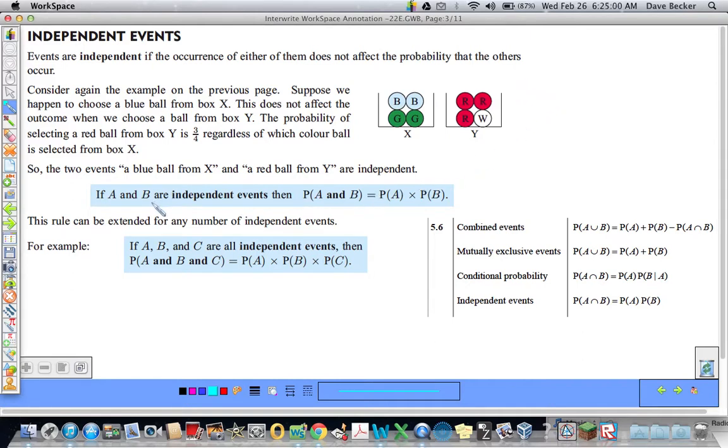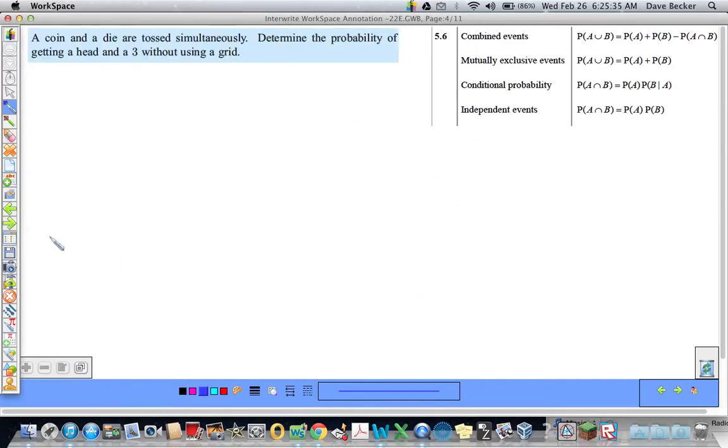So here we go. If A and B are independent events, then the probability of A and B occurring is equal to the product of their individual probabilities. And that is given right here, probability of independent events. Probability of A and B is equal to the probability of A times the probability of B. And that occurs even if there's more than 2 events. There could be 12 events, and you just find the product of each of their individual probabilities.